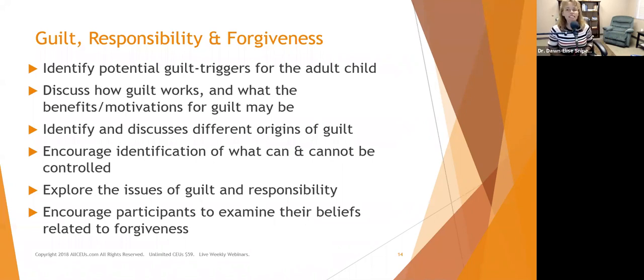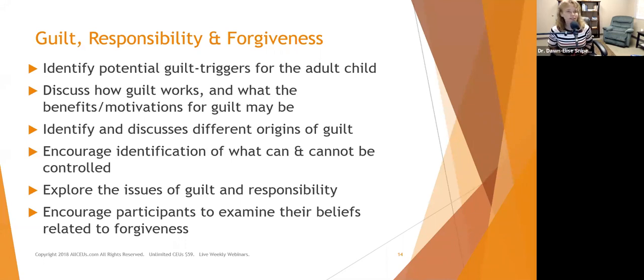We want to discuss how guilt works, and what the benefits and motivations for guilt may be. When somebody guilts you, when they put you on a guilt trip, what is the function? When you put somebody on a guilt trip, what is the function? Because I don't believe there's anybody out there who hasn't at one time or another, maybe when they were little, put somebody else on a guilt trip and made them feel bad for something.